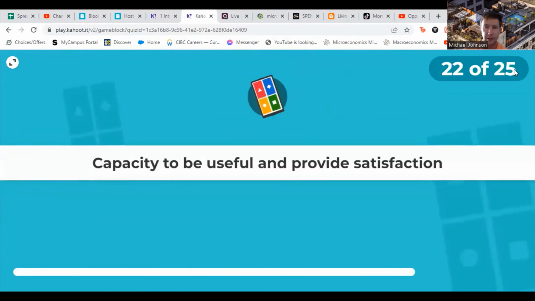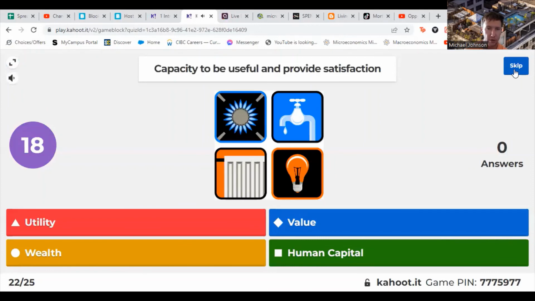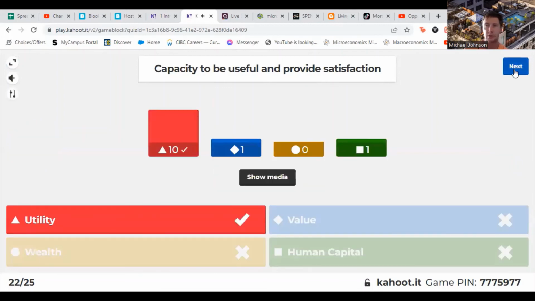Fast to be useful and provide satisfaction. Is that red, utility, blue, value, yellow, wealth, or human capital, green? Red is utility is the right answer.